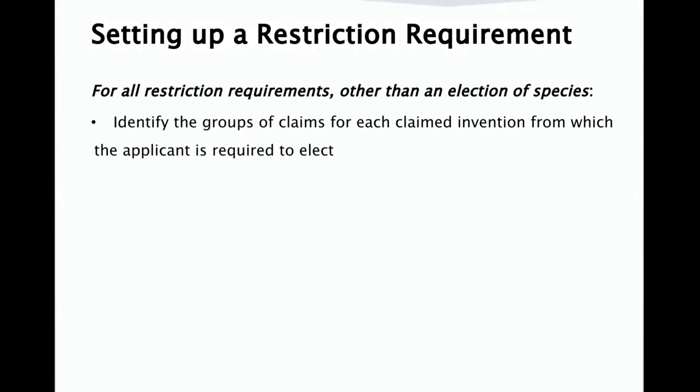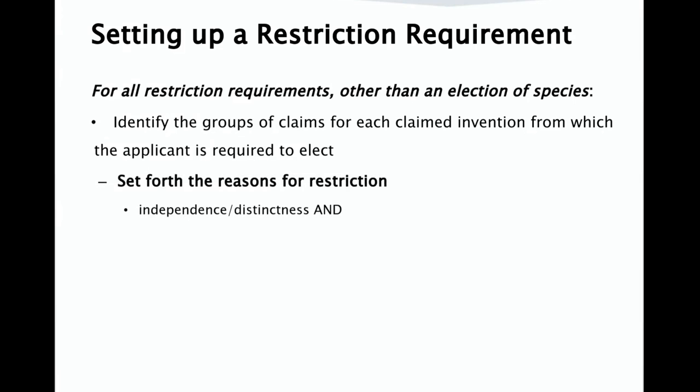When making a restriction requirement as part of an office action, keep in mind the requirements for a restriction. The inventions, as claimed, must be independent or distinct, and there would be a serious burden on the examiner if restriction were not required. In order to meet the first requirement, the office action must set forth the reasons why the claimed inventions are independent or distinct.